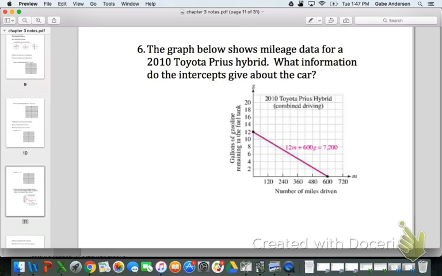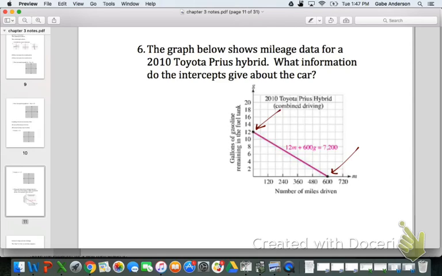So, the graph below shows mileage data for a 2010 Prius hybrid. What information do the intercepts give about the car? So you've got that hopefully right in front of you. You can kind of read the graph. Let's point this out first of all. The intercepts are here and here, aren't they? It's the y-intercept and the x-intercept. What we're trying to figure out here is what do they actually mean for this Toyota Prius hybrid?